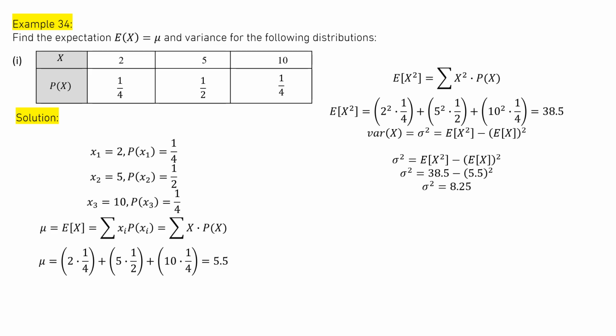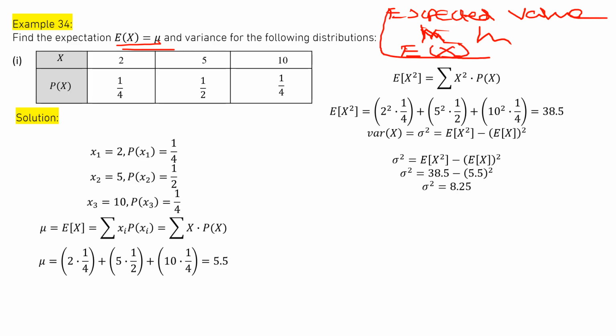Next question. Find the expectation or expected value or E of x. So remember, if they say expected value, or if they say mu, or if they say E of x, all are denoted with the same meaning. That is, you have to find the E of x value. Right, so here how many random variable values do we have? 2, 5 and 10. They have given the corresponding probability values as 1 by 4, 1 by 2 and 1 by 4.